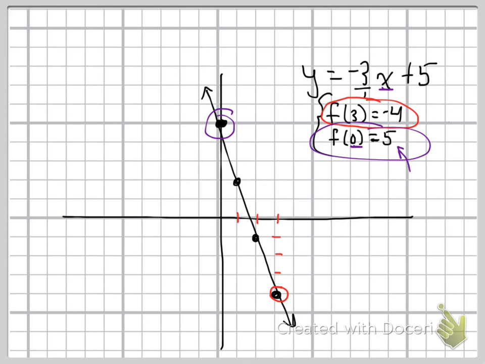So all the pieces are kind of coming together numerically, graphically, and then of course we had the analytic approach to finding the equation for the line. Good luck practicing, and we'll keep working on this over the next coming days.